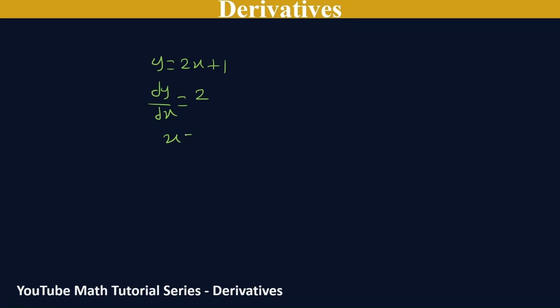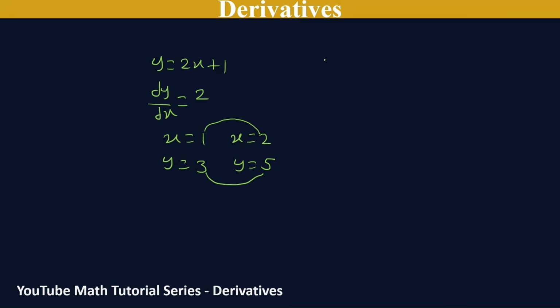Suppose we put the value of x as 1, then the value of y will be 2 into 1 is 2 plus 1 is 3. Suppose we put the value of x as 2, then y will become 2 into 2 plus 1. Y will be equal to 5 in this case. So small change in value of x, how is it impacting the value of y? That's what we are getting from derivative. So derivative is positive, so if we increase the value of x, then the value of y will also get increased.